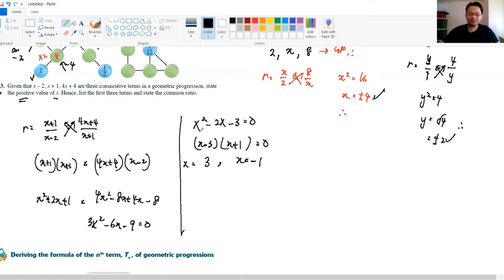Okay, guys. Now, we got two values here. But which value do we need to accept? We want the positive value only. So this one, we just write down rejected.